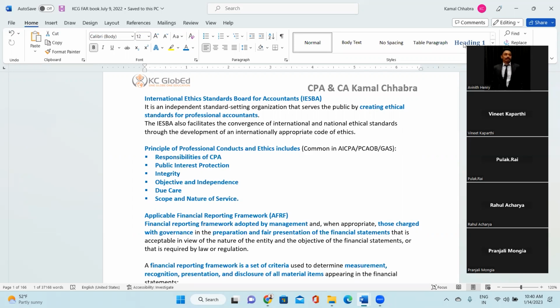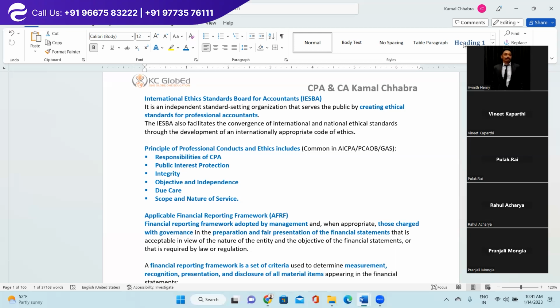IESBA also facilitates the convergence of international and national ethical standards through the development of an internationally appropriate code of ethics. So when you collaborate with IESBA, let's say for example AICPA, which also has a code of ethics, it helps in standardizing the code of conduct and code of ethics, which is widely accepted across the globe. And that helps in enhancing the quality of the AICPA code of conduct and code of ethics, right?